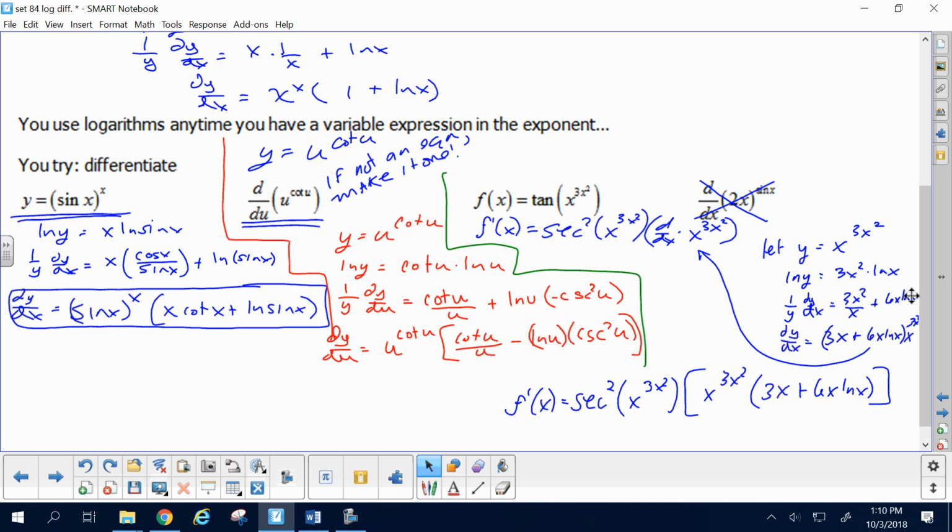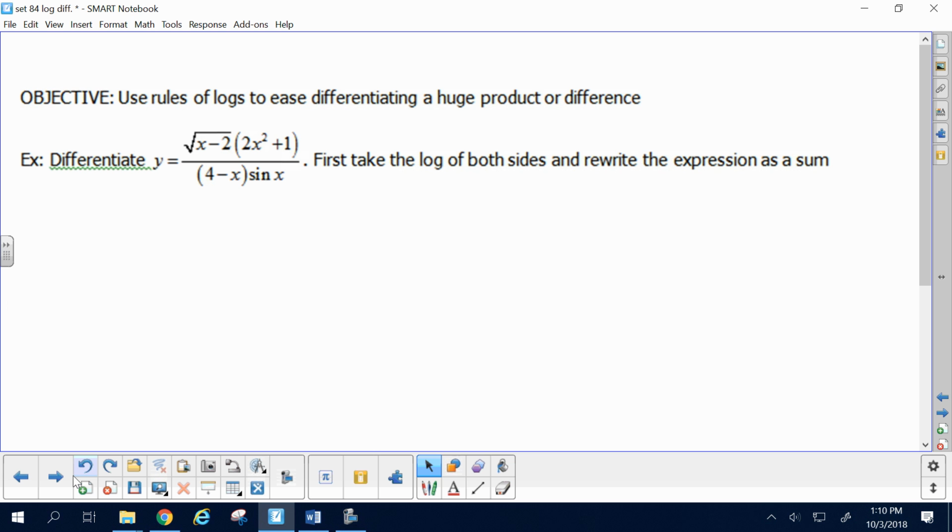So one use of logarithmic differentiation is when you have a function, what? What are these cases? When are we using this? When we have an exponent that's a function or an x or something, right? All right. There's actually a second use of logarithmic differentiation, and that's to avoid the worst derivatives of all time.